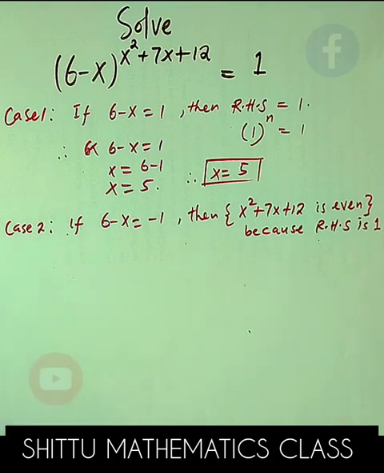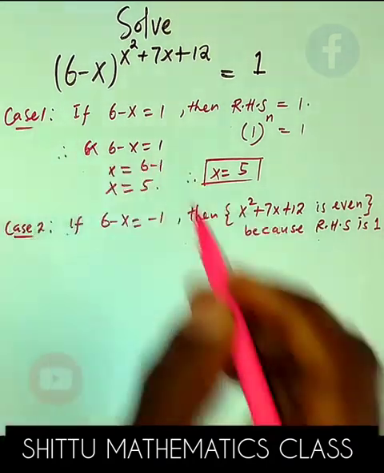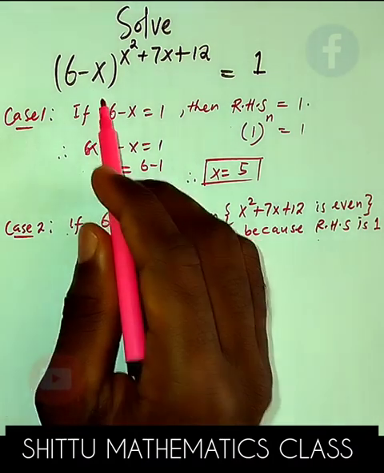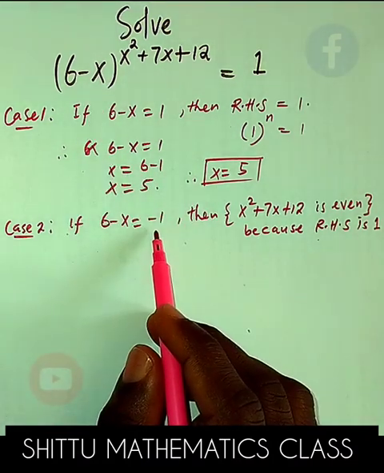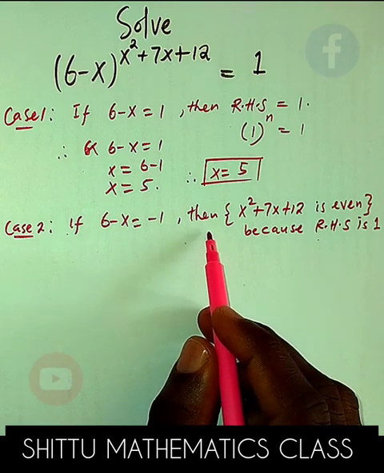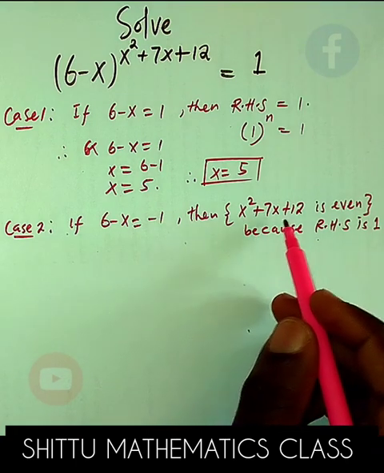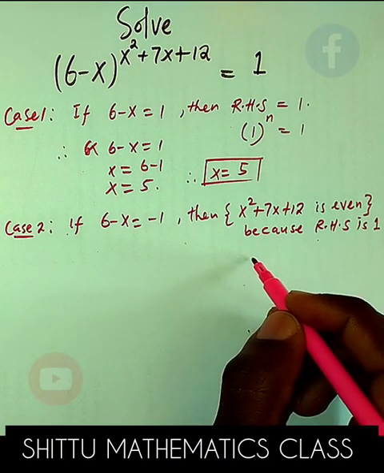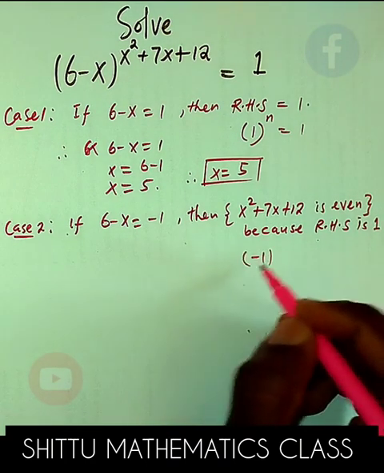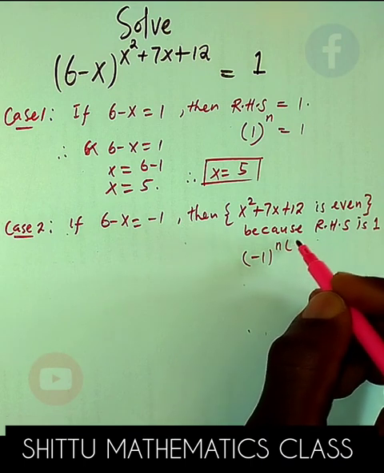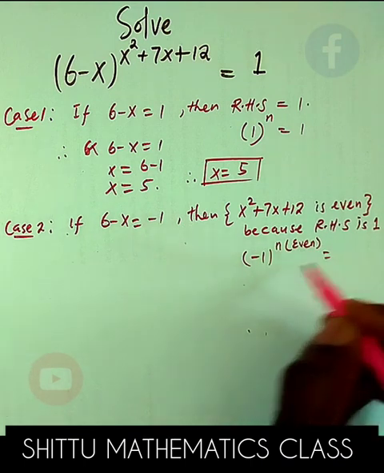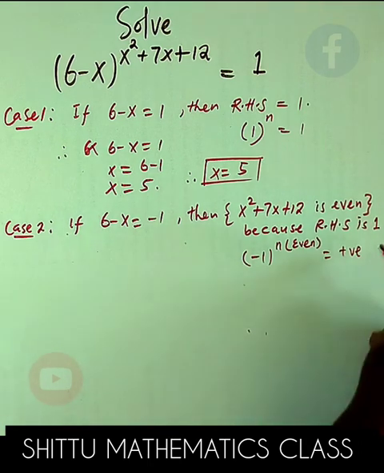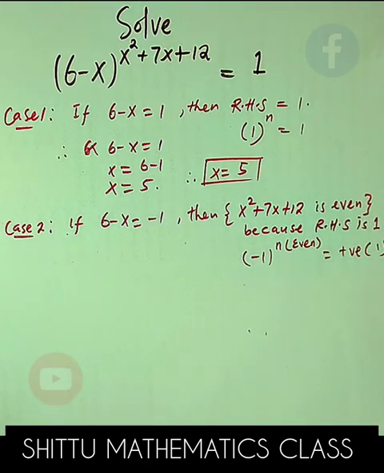Considering case 2, if you replace this 6 minus x, that is the base, with minus 1, it means the power x squared plus 7x plus 12 here must be an even number. That is, we have this fact that when you have minus 1 raised to power n, and this n is even, we are going to be having positive. Are you getting it? Positive 1. Are you getting it now?